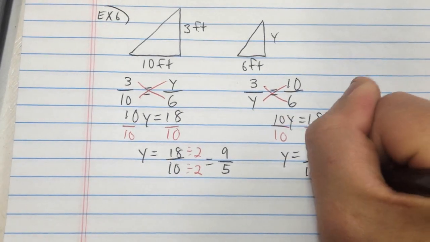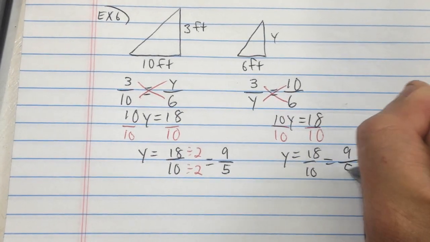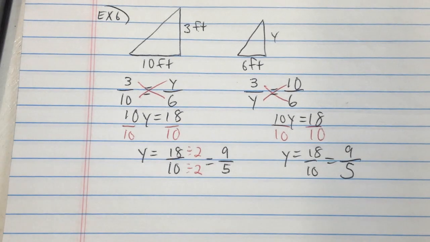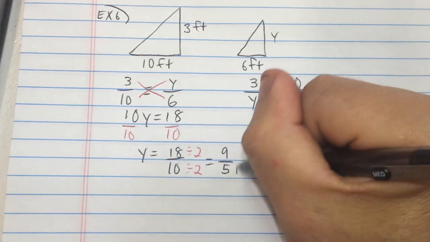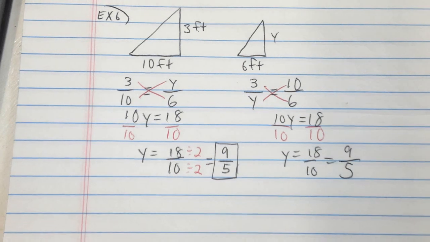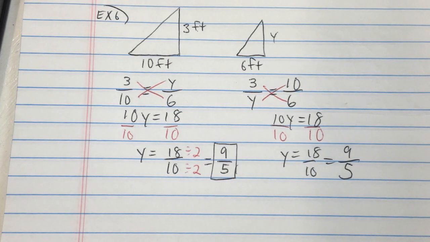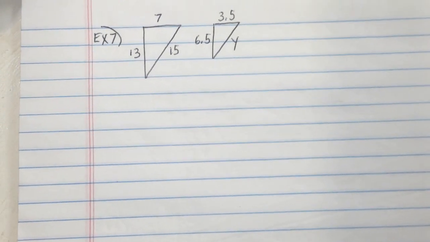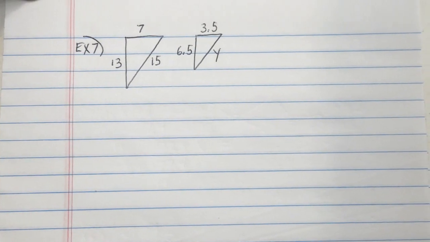Y equals 18/10, which we already said reduces to 9/5. So our answer we would enter for this, you could just enter it like that as a fraction, 9 being divided by 5. All right. So we're going to do a couple of these.